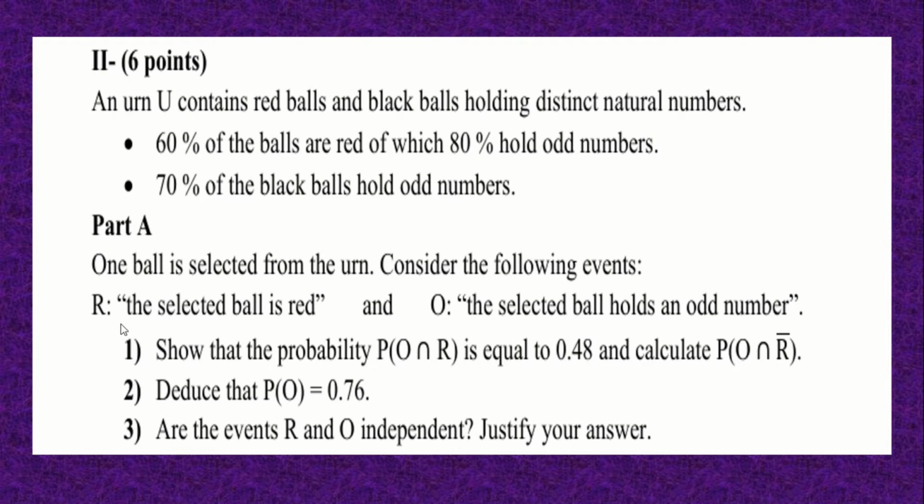Now let R be the event that the selected ball is red. We should select one ball from this urn, and O be the event that the selected ball carries an odd number. Show that the probability P of O intersection R is 0.48 and calculate P of O intersection R bar.